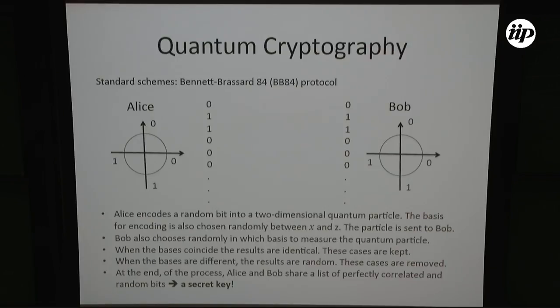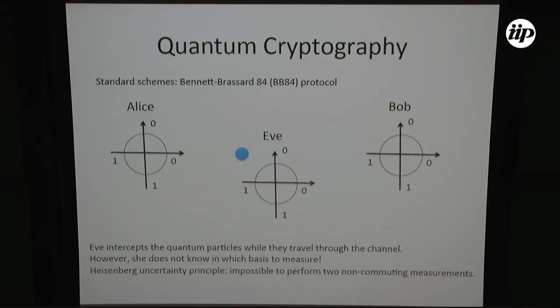Now, to tell you why it's secret, I have to include the third player in these cryptographic games, which is the enemy, the eavesdropper, called Eve. The problem is that Eve can access the particles while they fly from Alice to Bob, so she has to read this information. But remember, this information might be encoded in the Z and X bases, and Eve cannot read information encoded in the Z and X bases because these bases are not orthogonal. Because of the Heisenberg uncertainty principle, you cannot read this information, and this is why the protocol is secure.